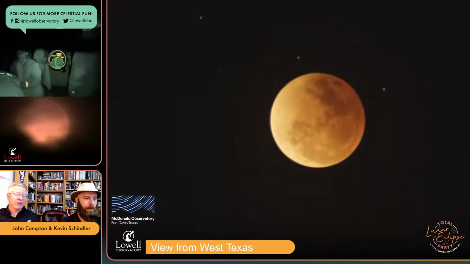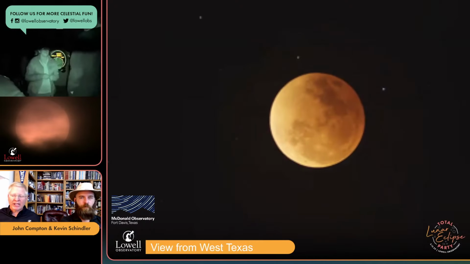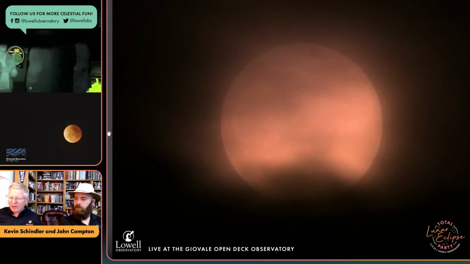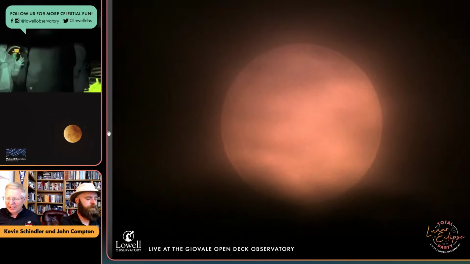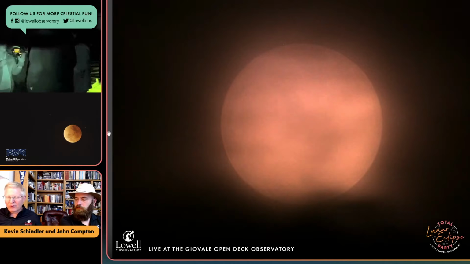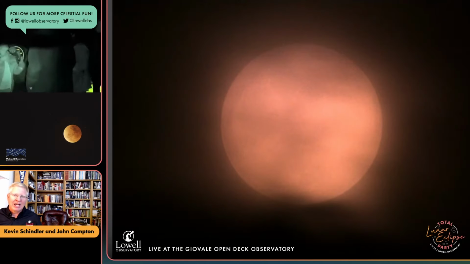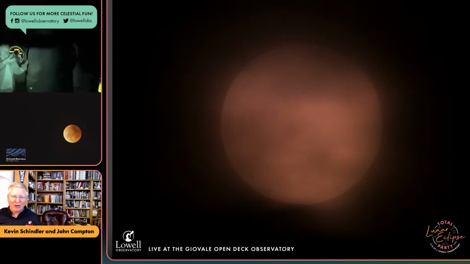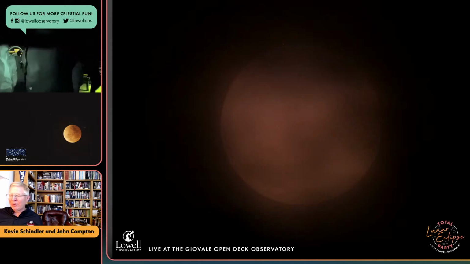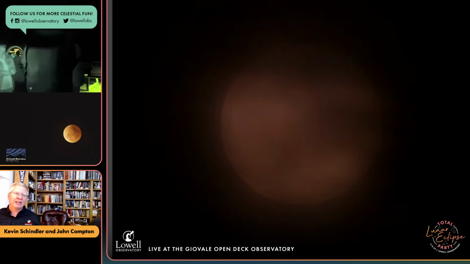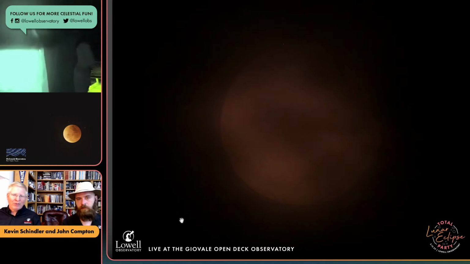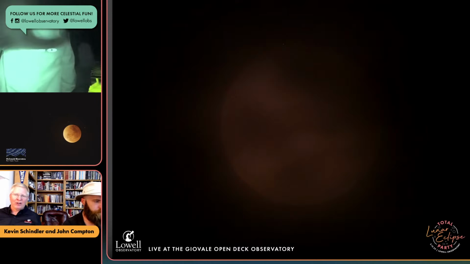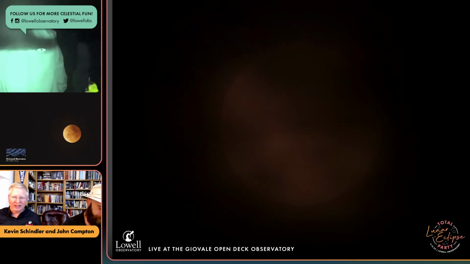And one of the other things that's neat is, we've been talking about our view tonight from the Giovale Open Deck Observatory. That's shown somewhere on the little tagline. And that's from one of the telescopes up there, a 5.5-inch refractor. This facility is so neat. We opened it in the fall of 2019, and it's a building. It kind of looks like a hangar. The whole building rolls back, and you have 6 telescopes that can look at different things in the sky.